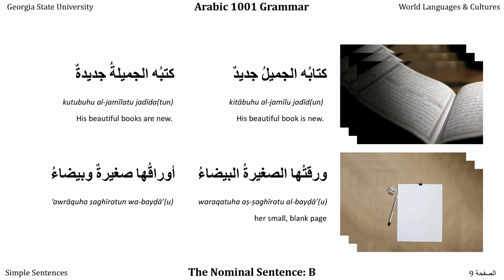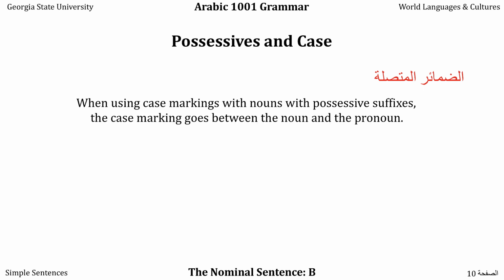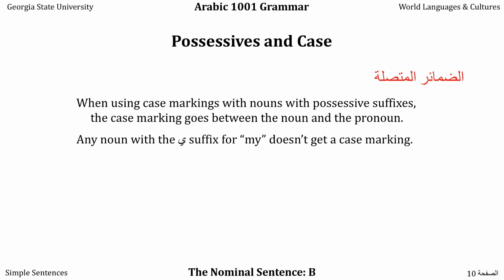You, as a first-year student, do not have to care about this. And this is just a fancy way of saying her pages are small and blank. So when we're using case markings with possessive suffixes, the case marking goes between the noun and the pronoun suffix, not after the pronoun suffix. Any noun with the E suffix for "my" doesn't get a case marking because it has a long vowel ending.